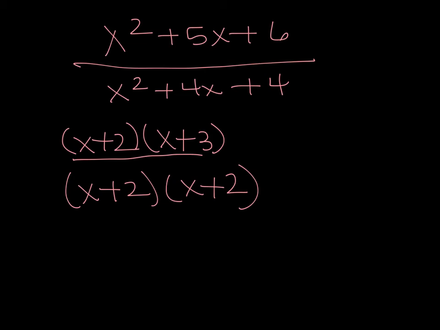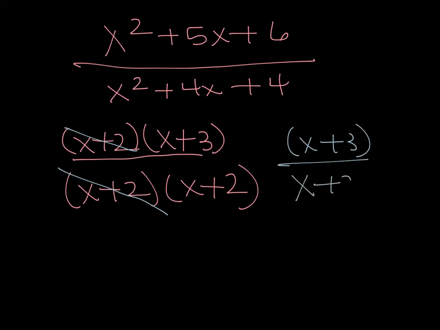Well, if you notice on the top and the bottom, they both have a binomial of x plus 2 in common, so I can cancel that out. What's left is x plus 3 over x plus 2, and because those binomials are not the same, I cannot mark them out. I can't mark the x's out because those are part of a binomial, so my final answer is x plus 3 over x plus 2.